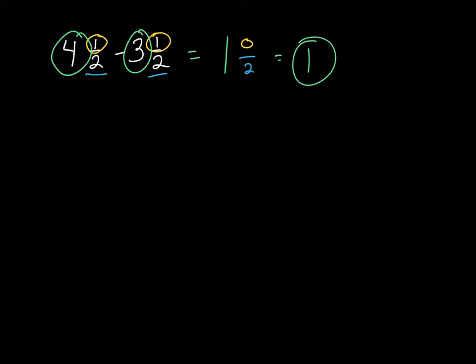1/2 minus 1/2 is 0. So you wouldn't want to leave 1 and 0 over 2. Change your final answer to simplify and make it 1.